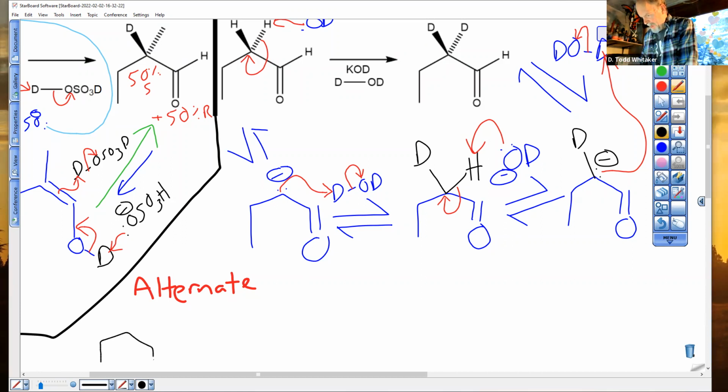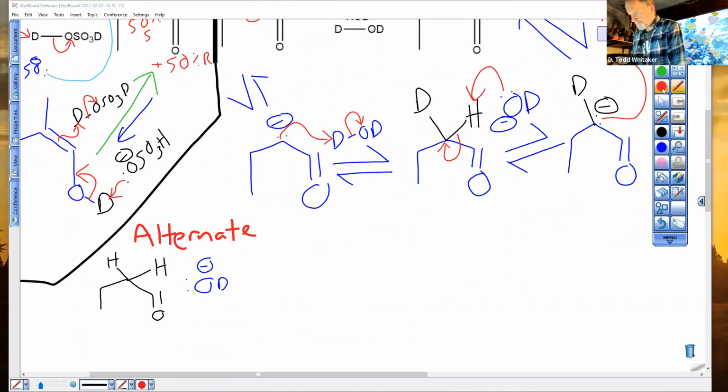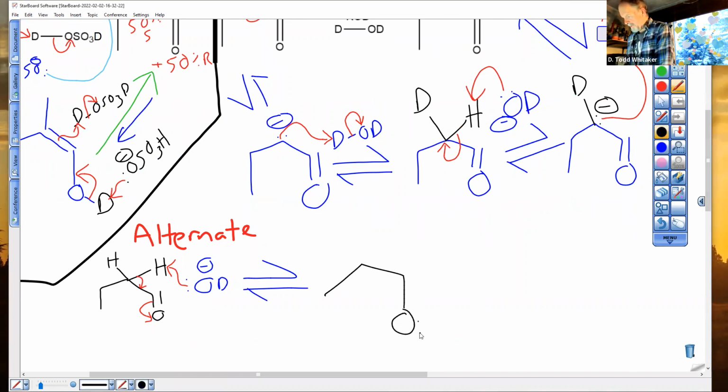Don't need those wedges or dashes. Don't need the aldehyde H. You get your OD minus. Grab the H. Yeah, try red. Get off the bottom of the page. Resonate instead. Also an equilibrium process. This way it's going to look a lot like the top mechanism.